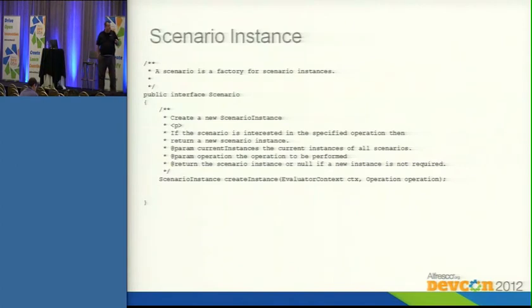So hopefully it's not too difficult. We've got an interface called scenario, and that's got a single method called create instance. And create instance takes an operation. So, to use the example from earlier, the Excel scenario was looking for a create operation with a certain pattern. So that's how it's implemented. I can show you the code next.